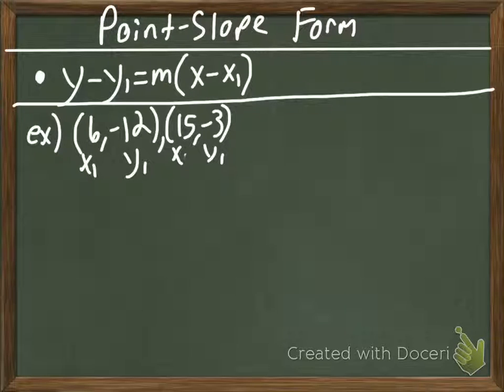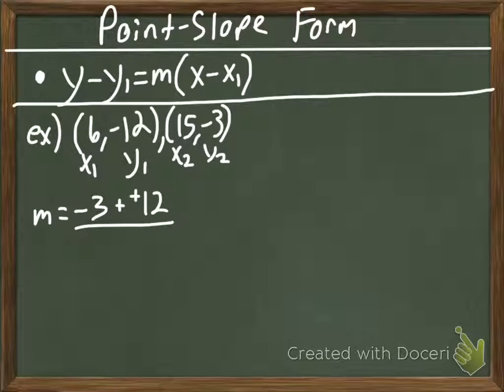And I labeled wrong. That should be x2, y2. Alright, so we're going to do our m equals -3 minus 12, which turns into a plus 12 over 15 minus 6. So we get 9 over 9, which equals 1. So we now know that our slope is 1.